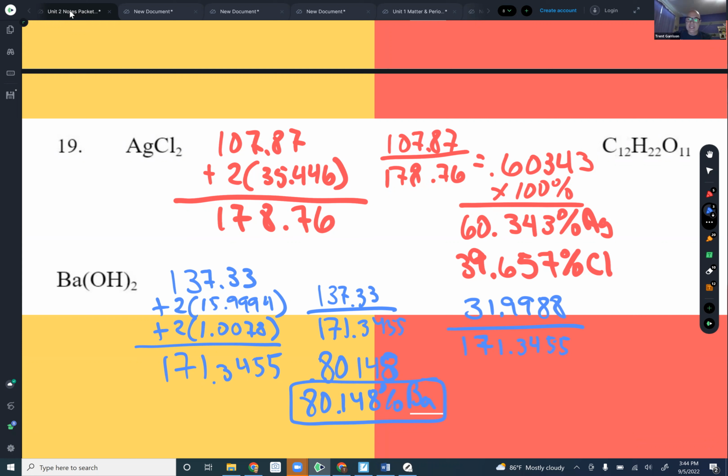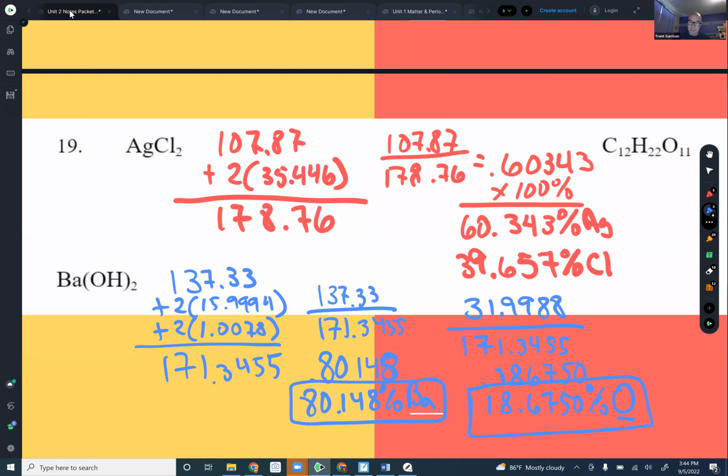171.3455, and I would get 0.1867. 1, 2, 3, 4, 5, 6. 1, 2, 3, 4. I've got to get 6 figures out of this. I'll multiply that by 100, and I would have 18.6750% oxygen. And now I can do the last step, which is to add those two values together to get my final percentage.